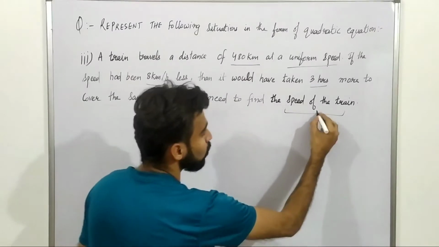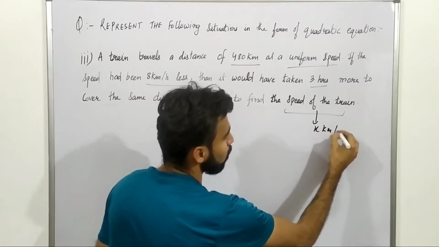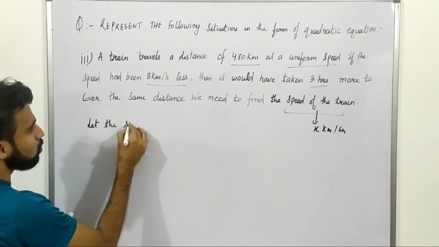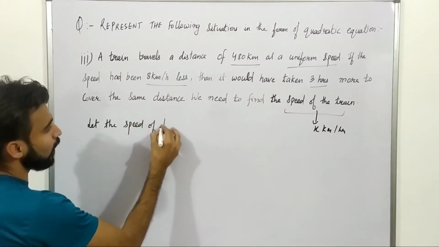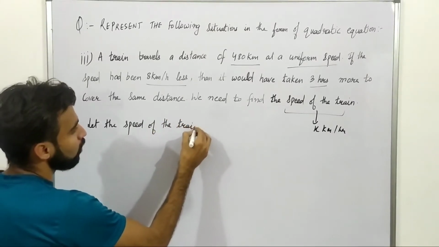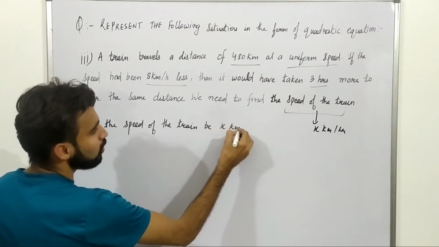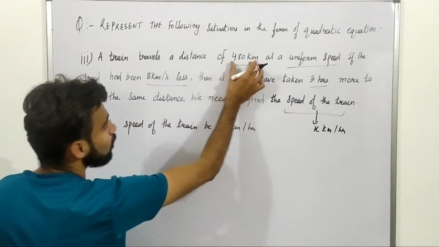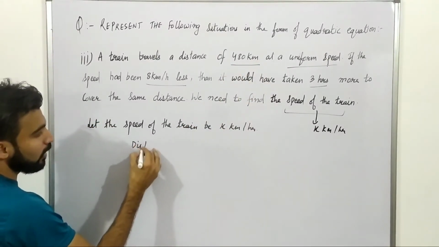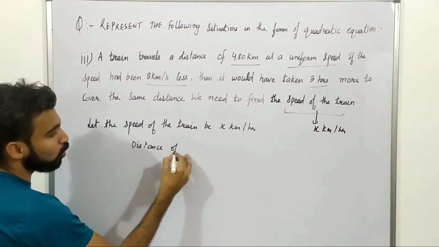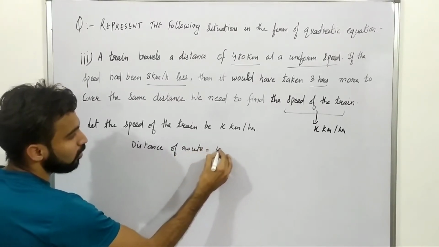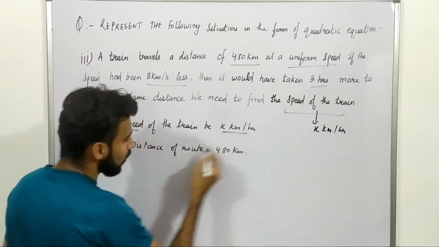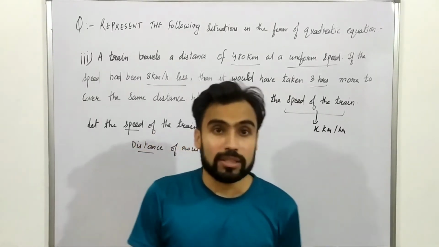So first let me assume the speed of the train be x kilometers per hour. Getting my point? So let me write that, let the speed of the train be x kilometers per hour. So this is the first step. Now moving further, you can also see that the distance given to you is 480 kilometers. The distance of route, you can say, is 480 kilometers. Now we have known the speed and distance. So the remaining thing is time here.